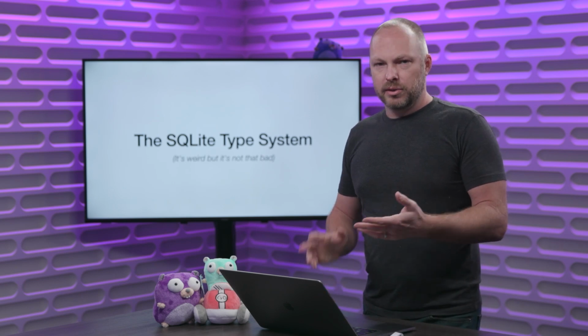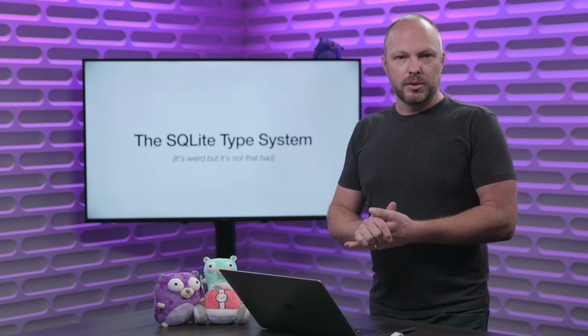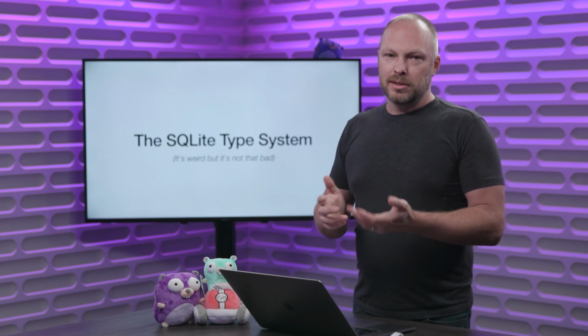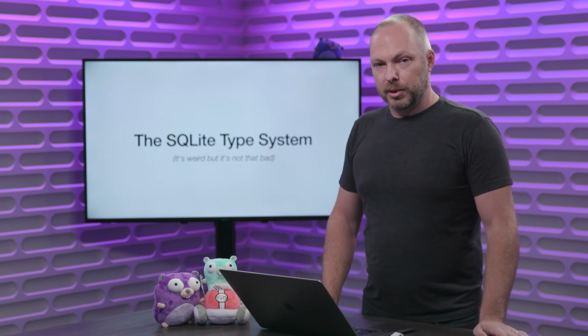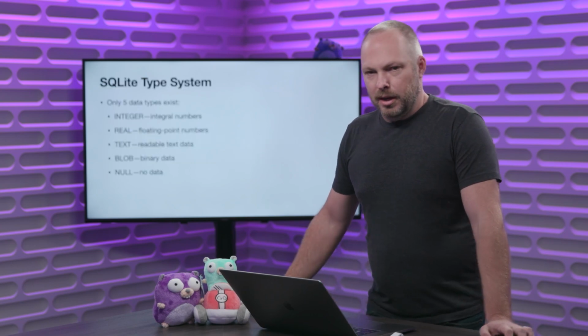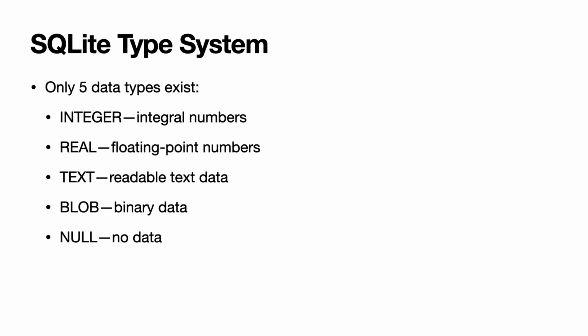Another side of SQLite you really need to get used to is the type system. It's a little weird, but it's not as bad as a lot of people consider it. The first thing to note is that the type system is pretty small. You have integer, you have real, which is the floating point numbers. You have text for readable text and blob for binary data. But this actually pairs well with the Go type system. We have integers, we have floating point numbers, we have strings, and we have byte slices. And finally, we have null, which is no data at all.